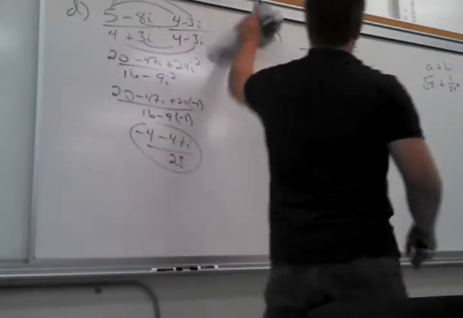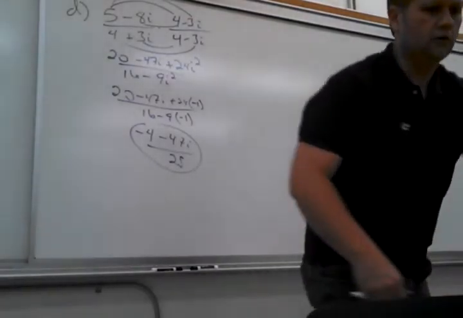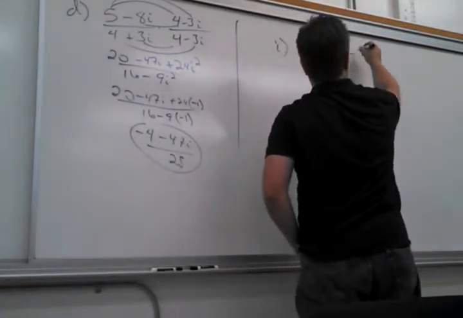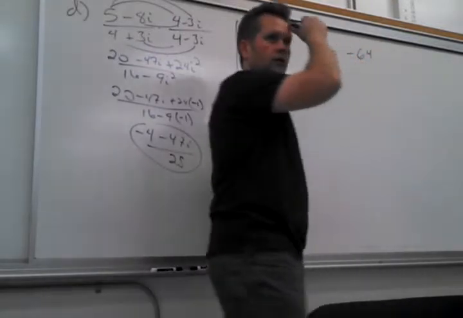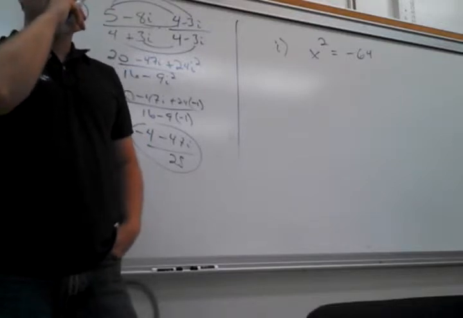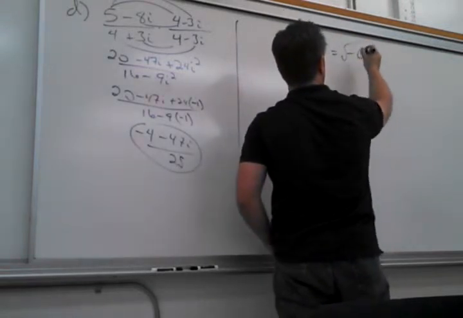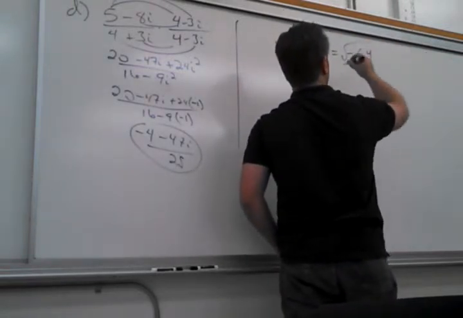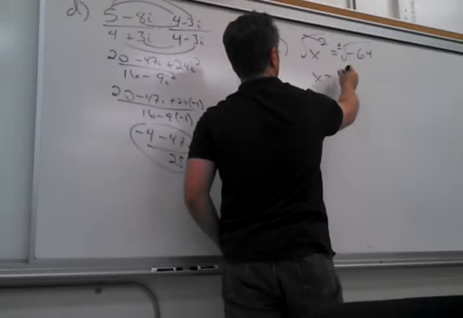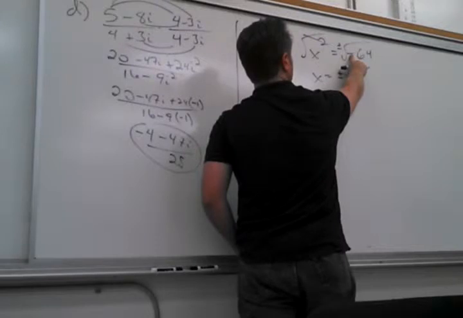Okay. So here's one reason why we learn about complex numbers. We could have an equation like x squared equals negative 64. And how would you solve that? Square root. The square root would be 8. And it's plus and minus. So you get x equals plus or minus 8.